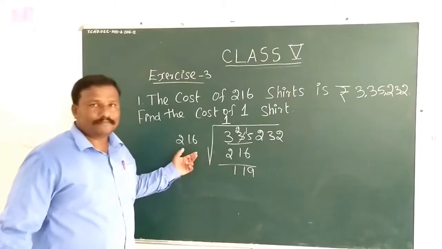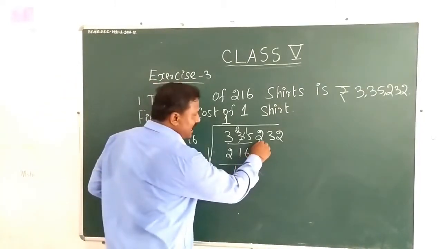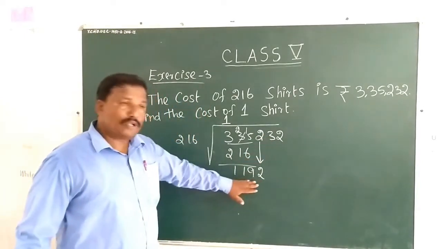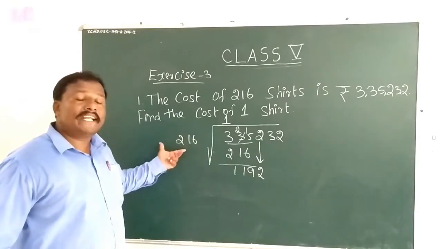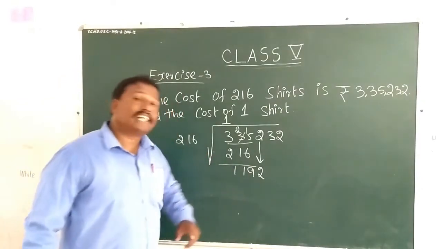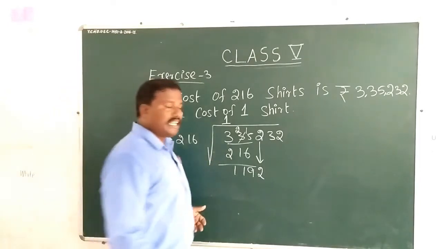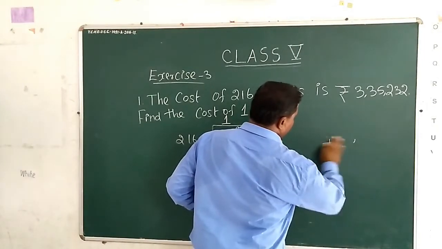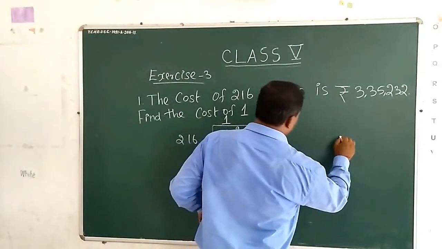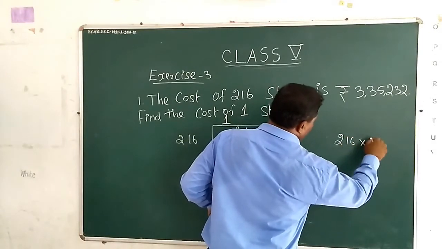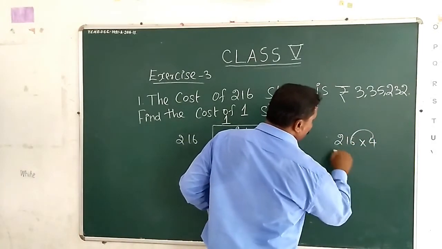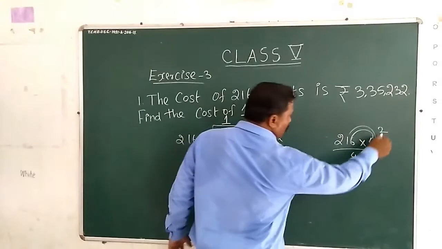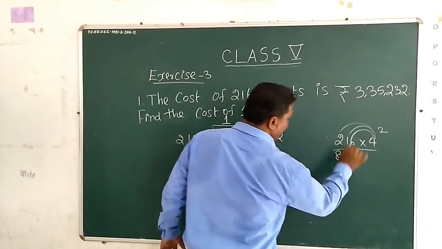If you see, the dividend is 190 and the divisor is 216, so we cannot divide. That's why I will take down another number, 2. Now I want to find how many 216s are there in 1192. Approximately I will multiply 4 times. 6 4s are 24, remainder 2. 4 1s are 4, 4 plus 2 is 6. 4 2s are 8.